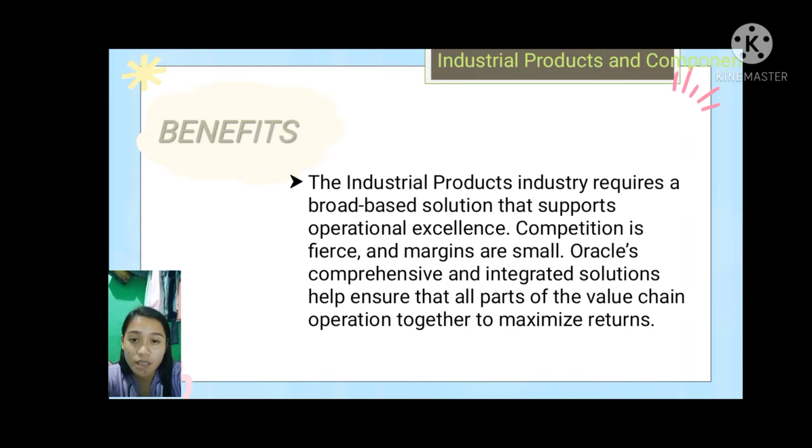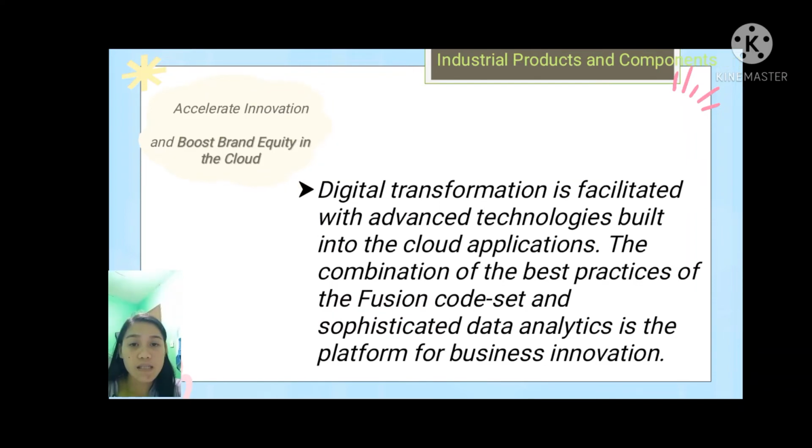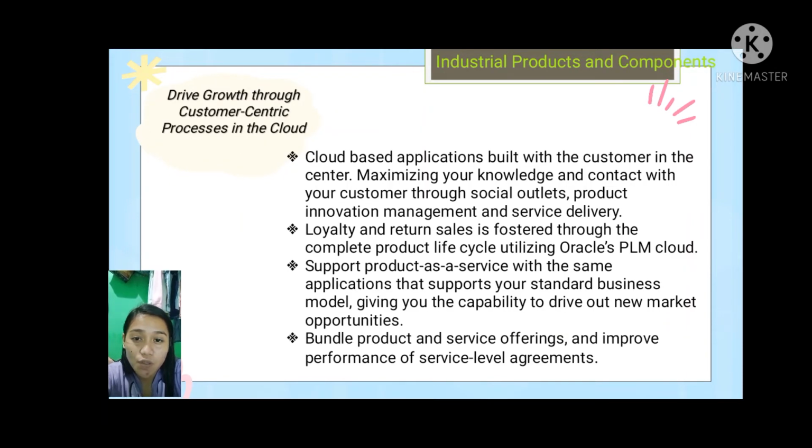Oracle's comprehensive and integrated solution helps ensure that all parts of the value chain operate together to maximize returns. Accelerate innovation and boost brand equity in the cloud. Digital transformation is facilitated with advanced technologies built into the cloud application. The combination of the best practices of the Fusion code set and sophisticated data analytics is the platform of business innovation.